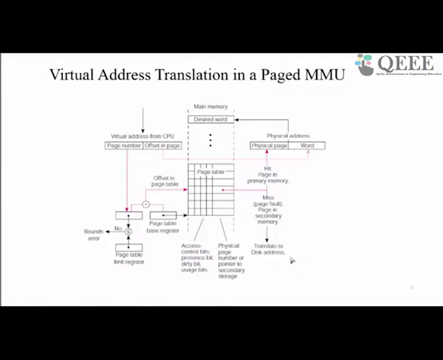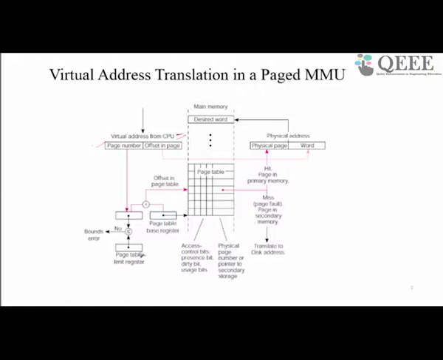So the translation from the virtual address to the main memory or the physical address happens in a paged memory management unit as follows. Here the virtual address is generated by the CPU. It has two units, the page number and the offset within the page. Then the page number is first checked for whether it is a valid page. For that we have a register which stores the page table limit.